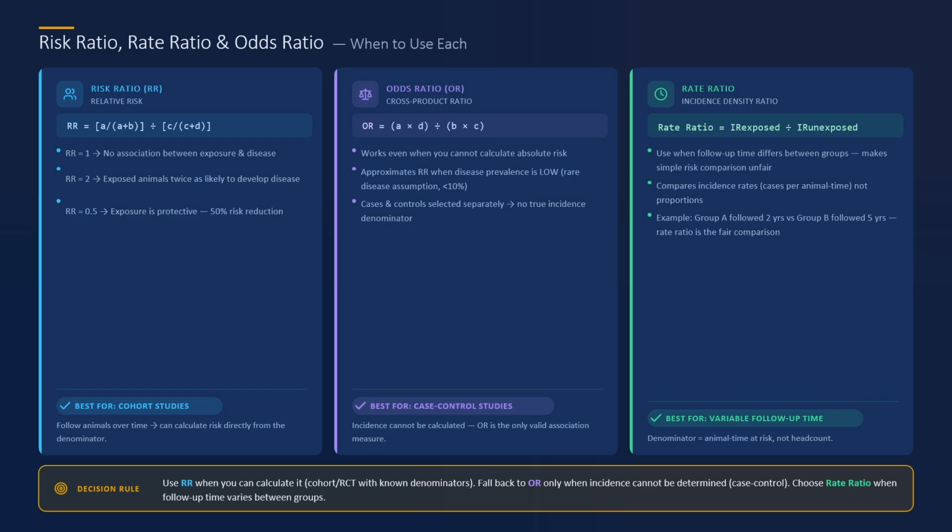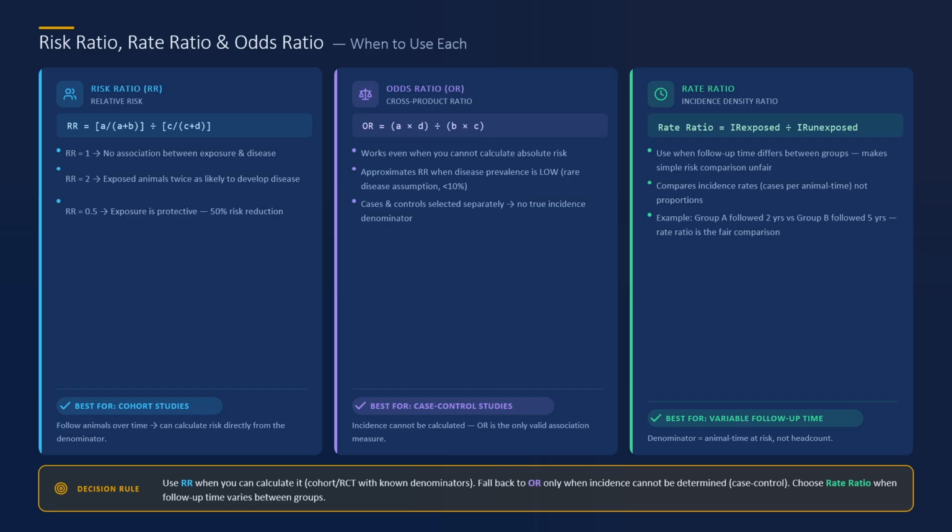Use it when you can actually calculate risk, which means cohort studies and randomized trials where you know the denominators. Odds ratio is the cross product, A times D over B times C. You use it when you cannot calculate absolute risk, like in case control studies where you selected cases and controls separately, so there is no true incidence denominator.